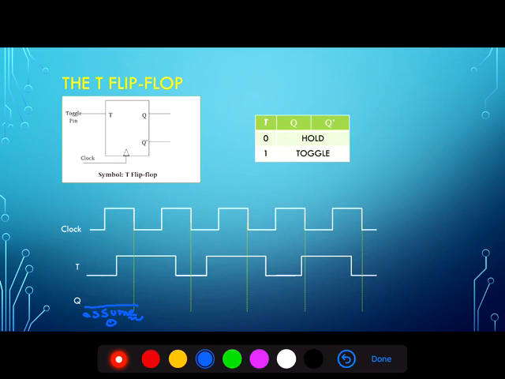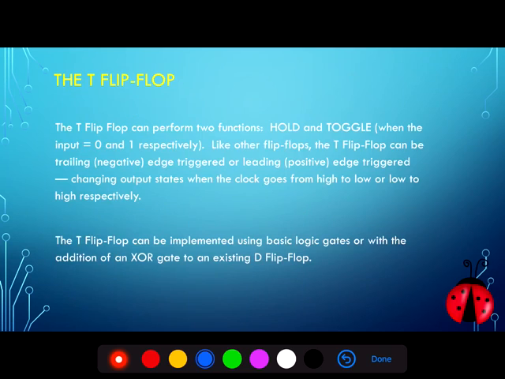Then at the first trailing edge of the clock, when toggle is equal to 1, it will just change state. On the following trailing edge, toggle is equal to 0, so it will hold its value. On the following trailing edge of the clock, T is equal to 1, so it'll toggle to its opposite state. And on the next trailing edge, it's still equal to 1, so it'll toggle again. And then the last trailing edge, toggle is equal to 0, so it will hold its state. And that's how the T flip-flop works.